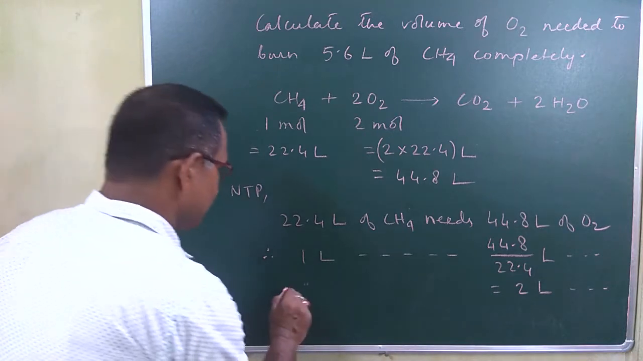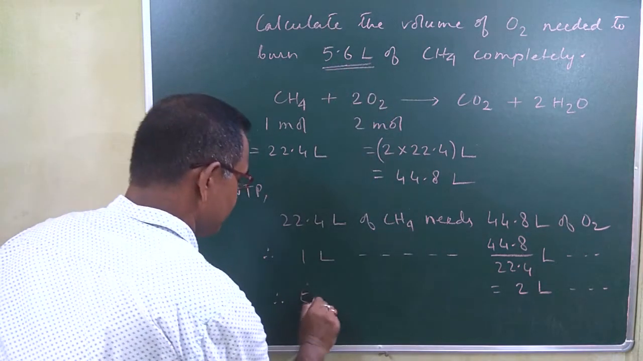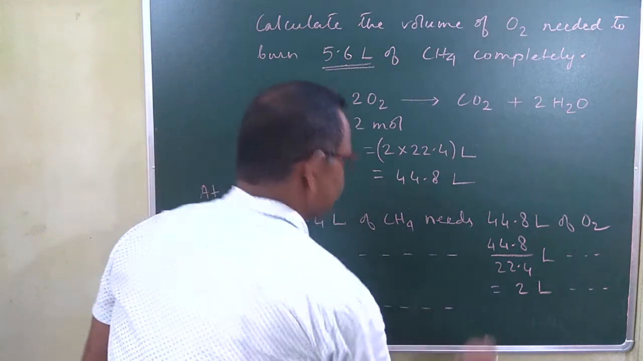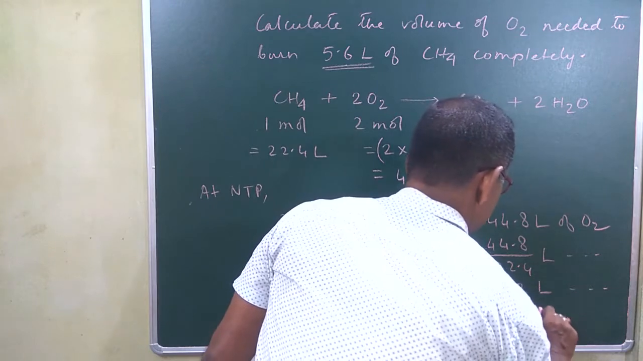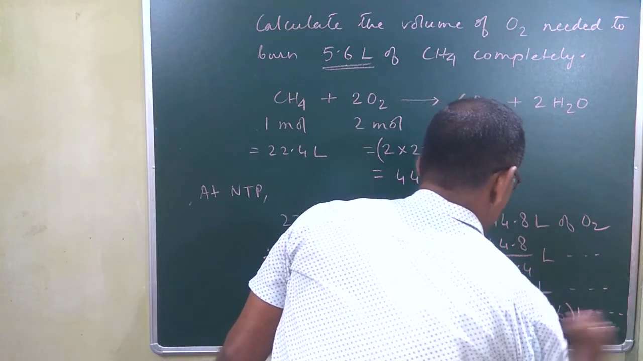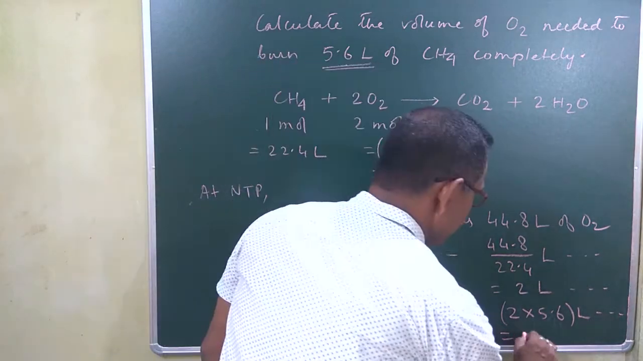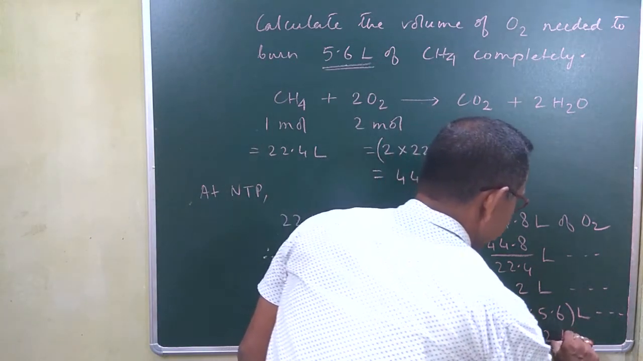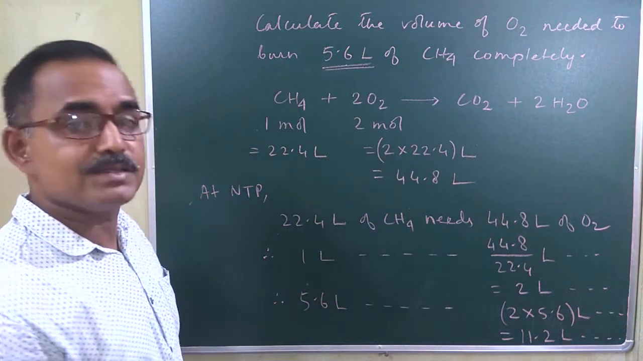Okay. Therefore, 5.6 liter of methane will need 2 times 5.6 liter of oxygen. Okay. That is 11.2 liter of oxygen. This is the answer.